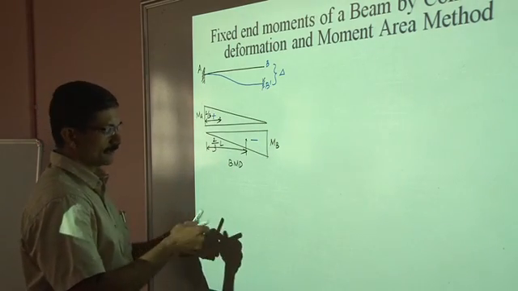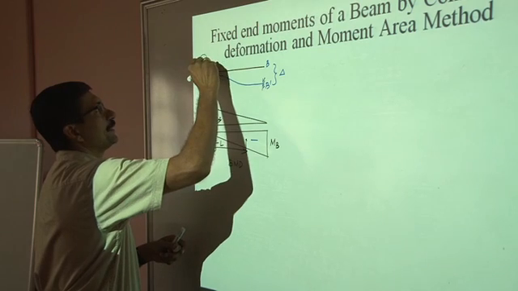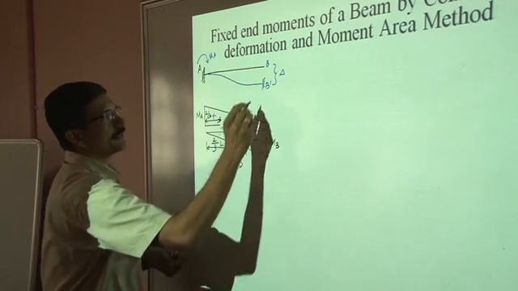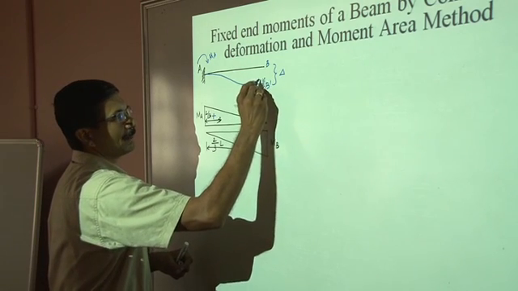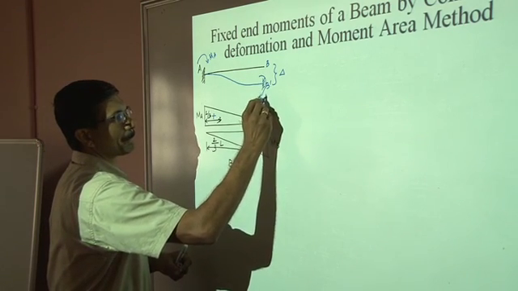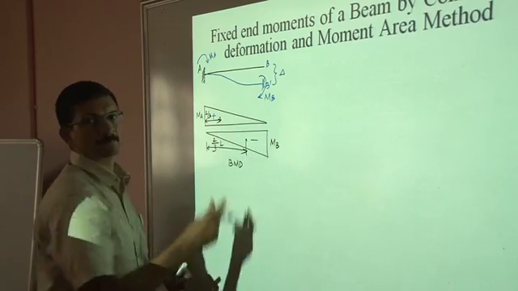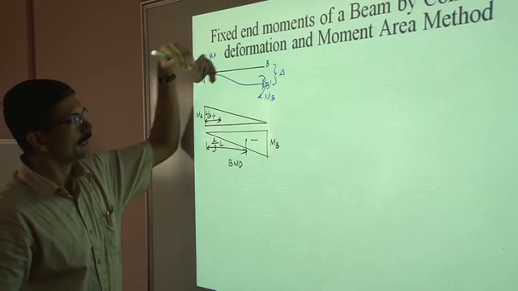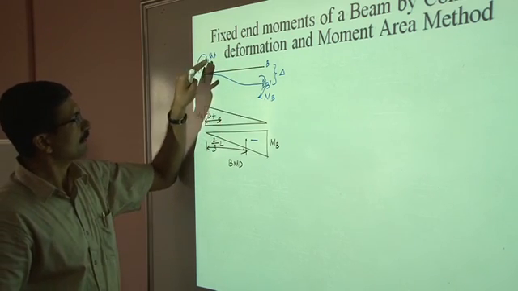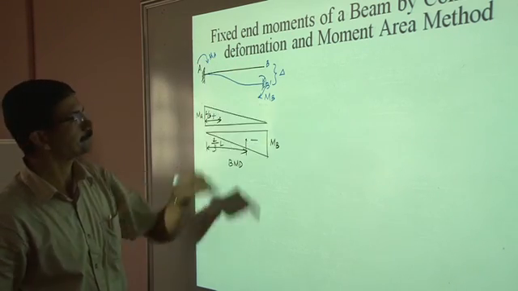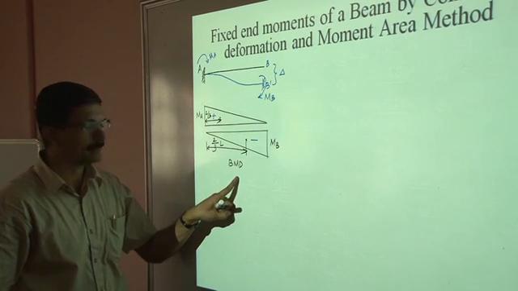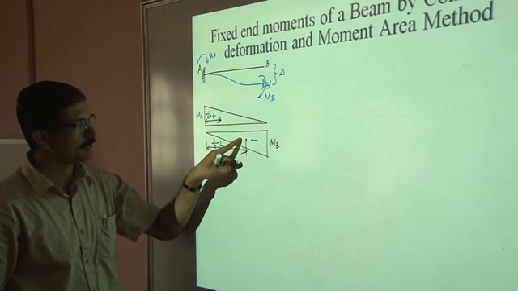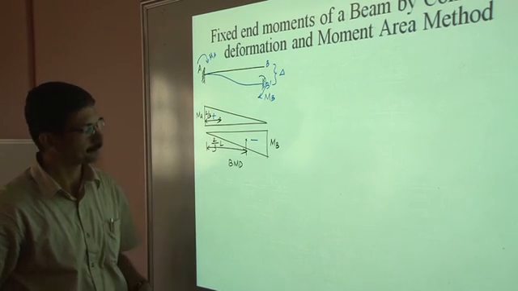Because of this, there would be a moment induced over here, called MA, and a moment induced over here, called MB. So due to lowering of the right end with respect to the left end, the moments induced are MA and MB clockwise. The bending moment diagram can be split into two parts. This for MA and this for MB as before.